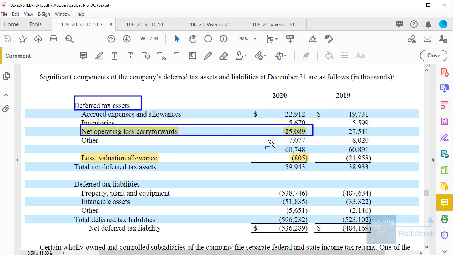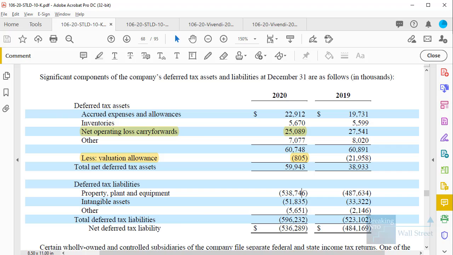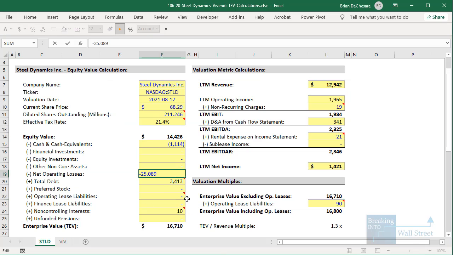In other words, off balance sheet, this company probably has more like 100 million in net operating loss carryforwards, but on balance sheet, that's the number we want, and it's already been tax affected. So we can just use the 25 million there and we don't have to do anything else.